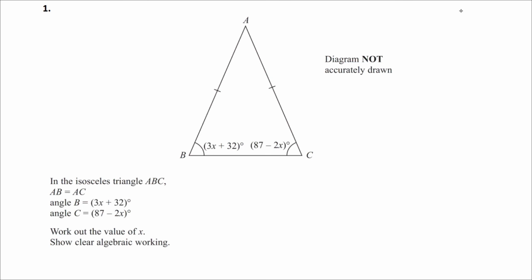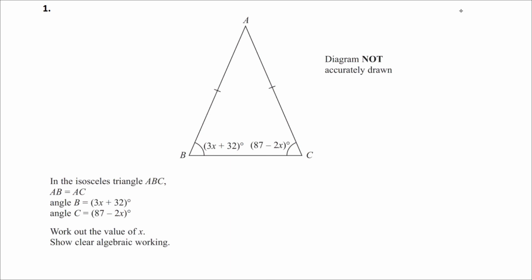In this video, I'm going to look at how to solve word problems on linear equations. Now, in this problem, we have an isosceles triangle ABC, and you're given that AB is equal to AC, and then angle B is equal to 3x plus 32, and angle C is 87 minus 2x. And you are required to find the value of x.